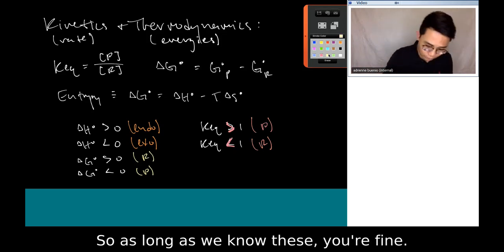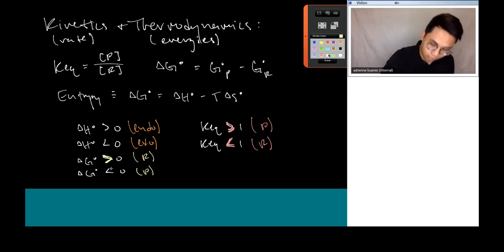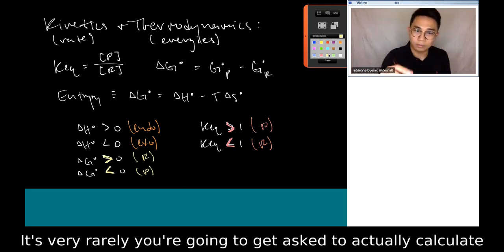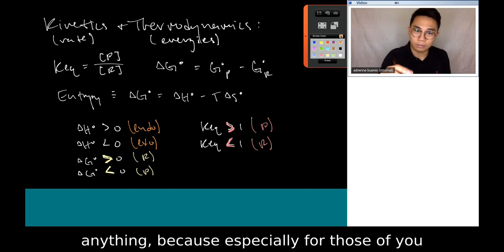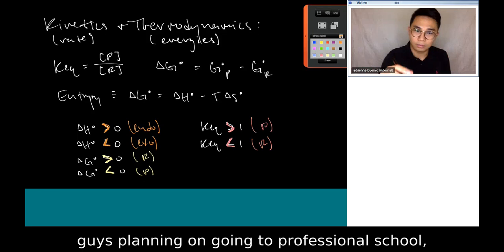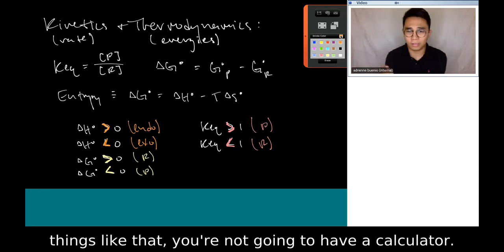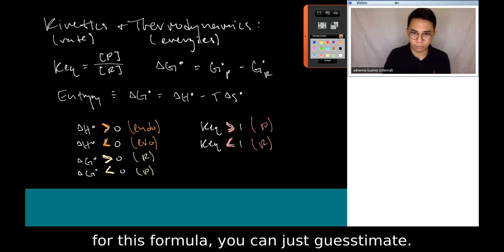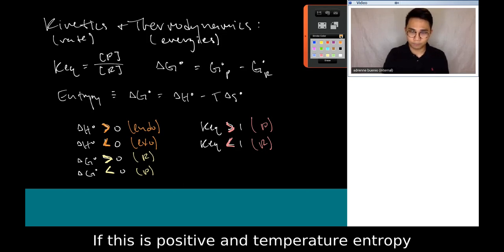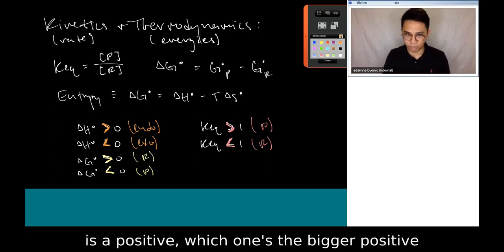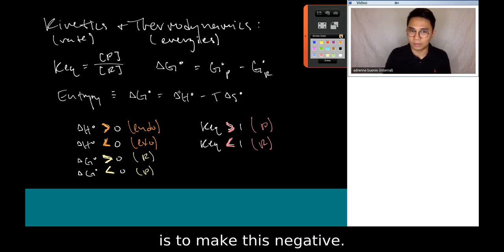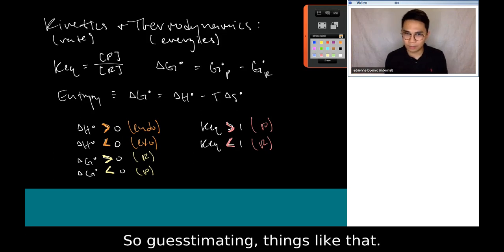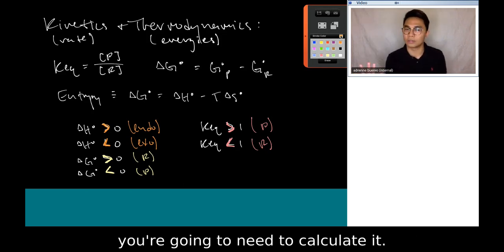So as long as you know these, you're fine, you're good. It's very rarely you're going to get asked to actually calculate anything, especially for those of you planning on going to professional school, things like that, you're not going to have a calculator. So for all of these, even with the entropy over here for this formula, you can just guesstimate. If this is positive and temperature entropy is positive, which one's the bigger positive to make this negative? You know what I mean? So guesstimating things like that. But if you need an actual number, then obviously you're going to need to calculate it.